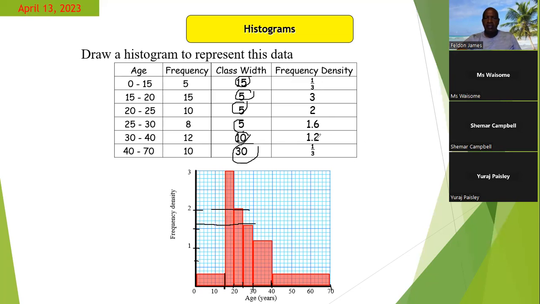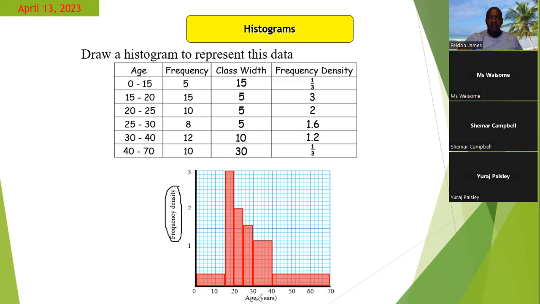And 1.2 would be 1 and 2 tiny boxes, both right here. And then the other one now would also be 1/3, which is around here. All right, so this is how you would construct this histogram. If you want, you label this axis as frequency density.